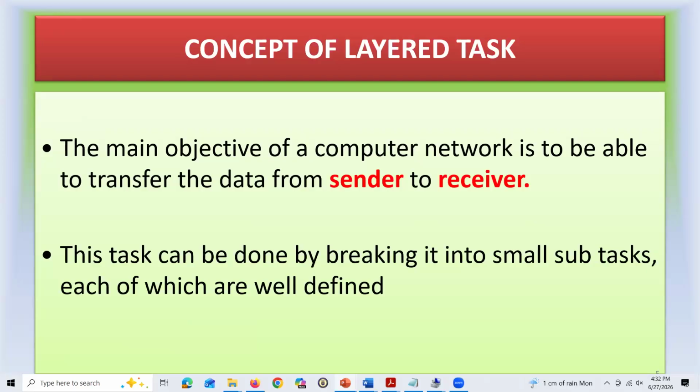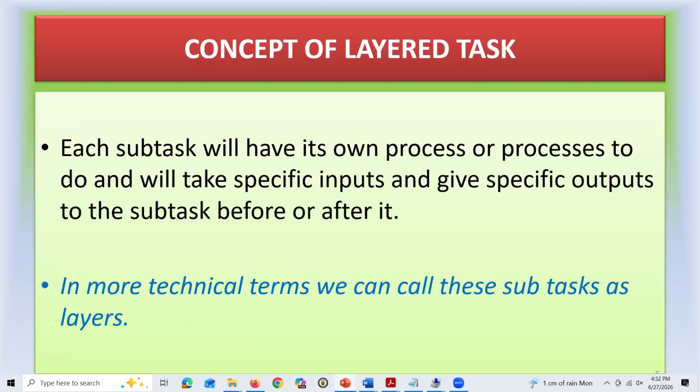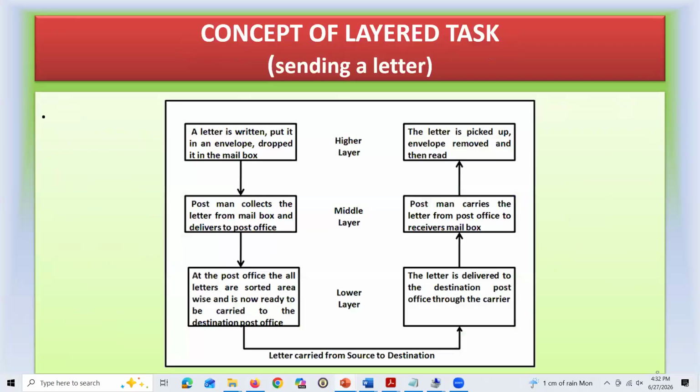So in order to make the transmission simple, the task has been divided into layers or sublayers. And these layers are grouped into three main categories. We have the upper layers, which give the user the ability to compose or write the information or the message. And then the middle layer involves the means by which the message will be transmitted. Then the lower layer involves the physical components where the letter will be dropped.